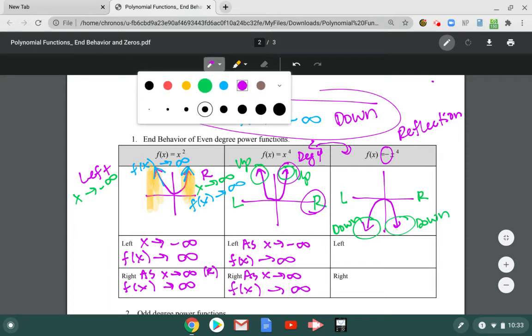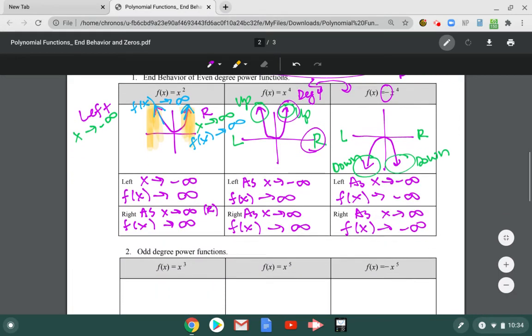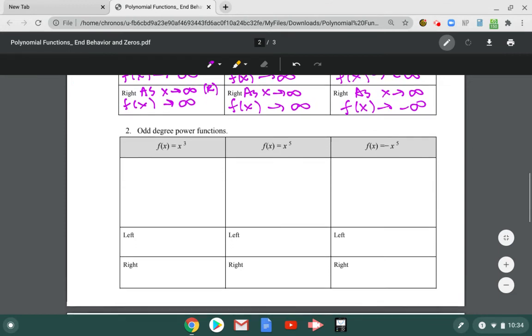Let's go ahead and express that in terms of end behavior. So on the left, to say left, as x goes to negative infinity, the function goes down, f of x down, also known as negative infinity. On the right, to say right, as x goes to infinity, my function goes down, f of x goes to negative infinity. So just knowing the degree and whether or not we have a negative in front tells me the end behavior. Let's take a look at some odd degree power functions.